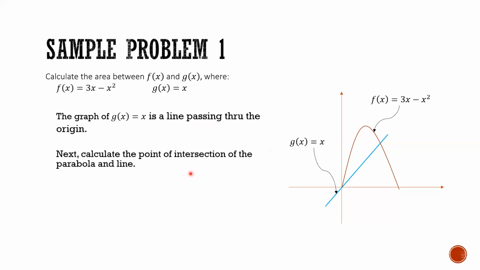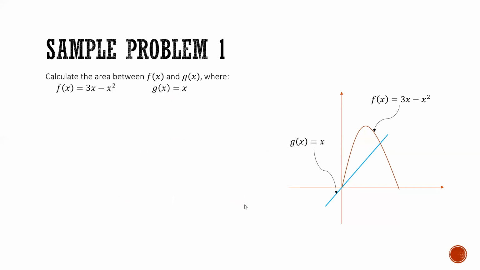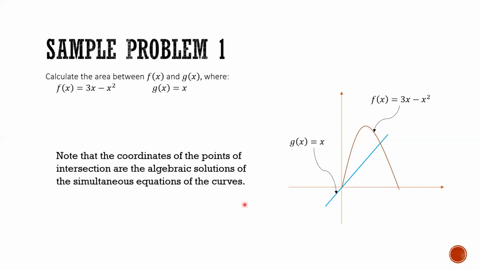So now we calculate the point of intersection because the point of intersection will tell us the upper and lower limit. So there, take note or recall that the point of intersection will be represented by the boundary of the plane region they enclose, as mentioned. So how do we calculate the point of intersection?